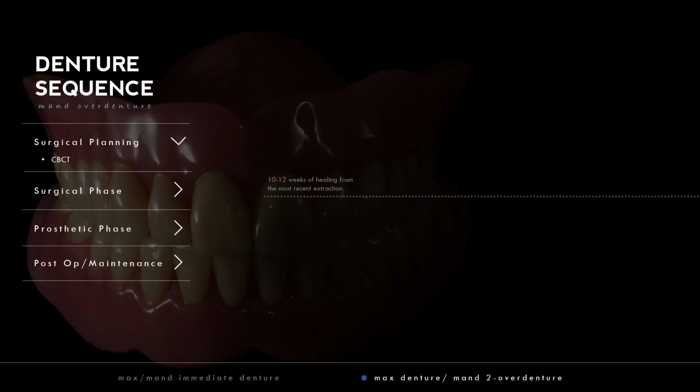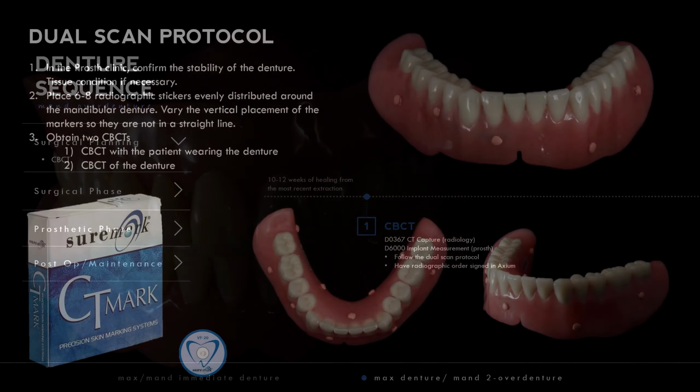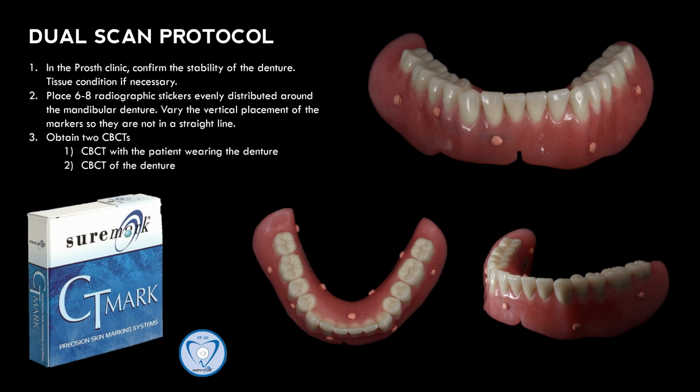So you want to wait about 10 to 12 weeks for healing to allow for bone to fill into those extraction sockets. Once that occurs, we can schedule the CBCT appointment. So here you're going to follow the dual scan protocol, which means that you need to schedule 2 different appointments, one in radiology for the CBCT, and then the other needs to be charged out as an implant measurement, which you'll schedule in PROS. So the dual scan protocol entails 2 different scans.